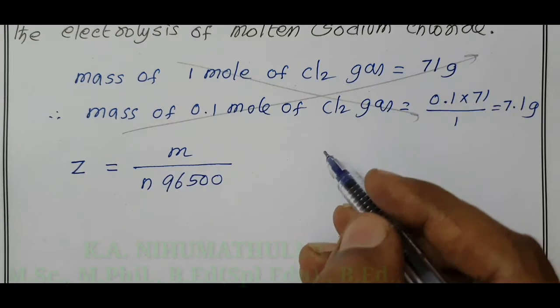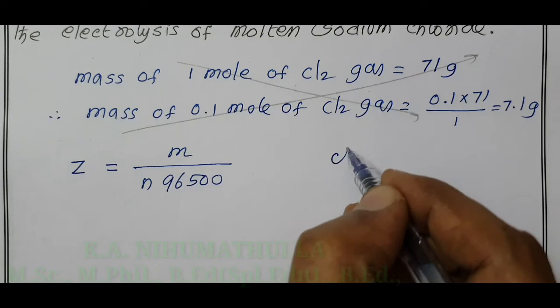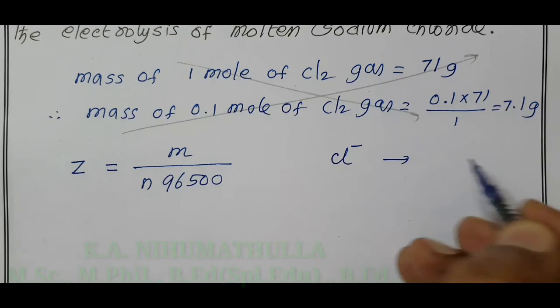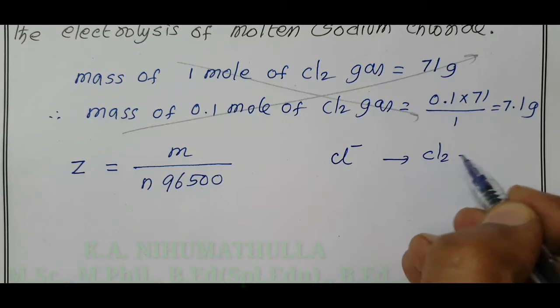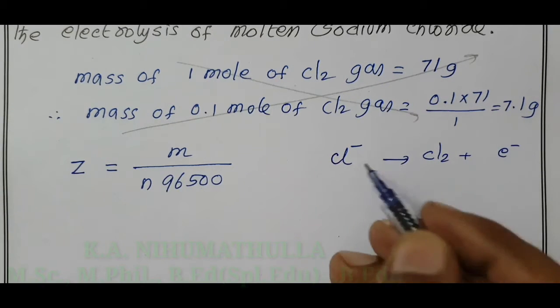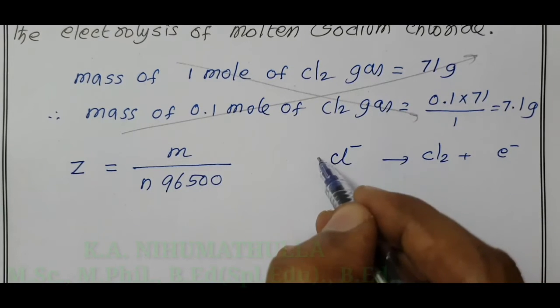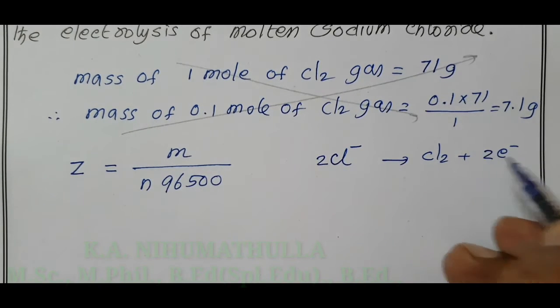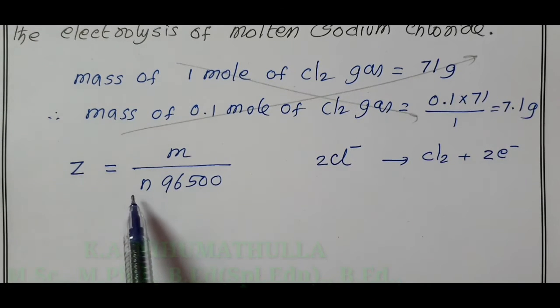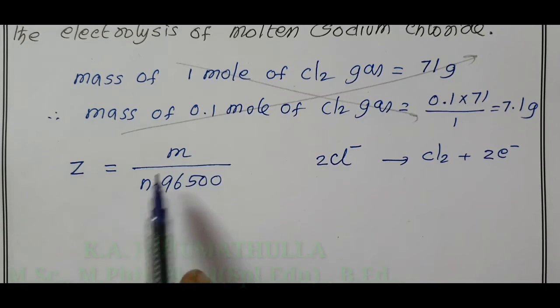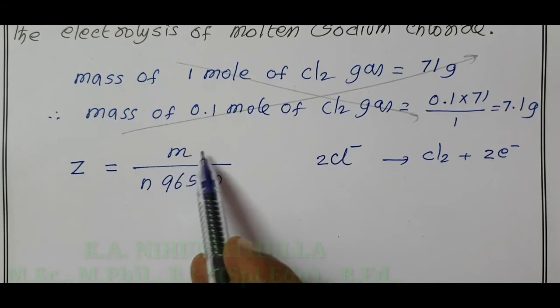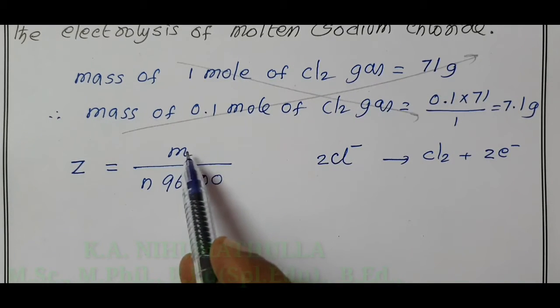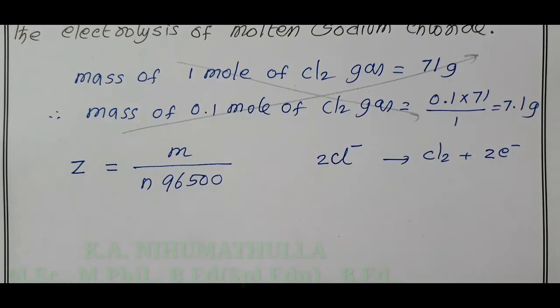During electrolysis, we know the anion moves towards the anode, loses electrons, undergoes oxidation and becomes chlorine gas. 1 Cl minus loses 1 electron; we have Cl2, therefore 2 chlorine lose 2 electrons. Number of electrons involved in this reaction equal to 2. The M value we have calculated, that is the equivalent mass of chlorine, is 71. Mass of 0.1 mole we also know.